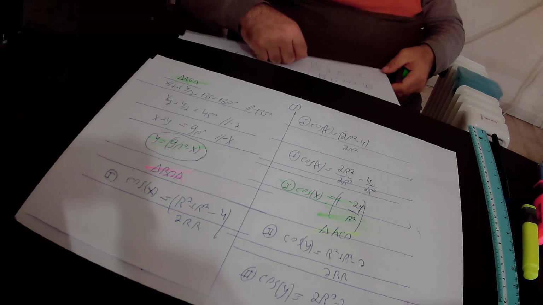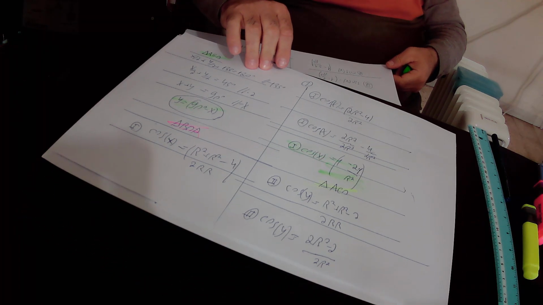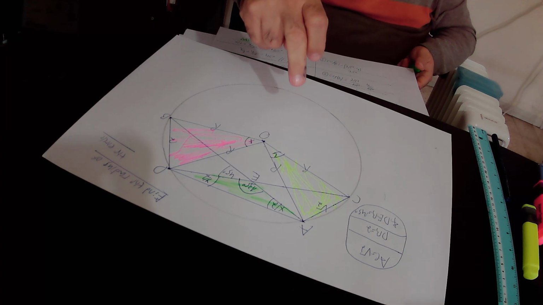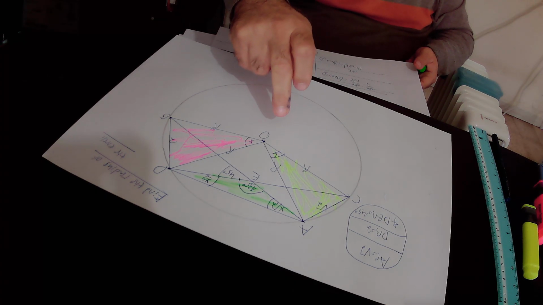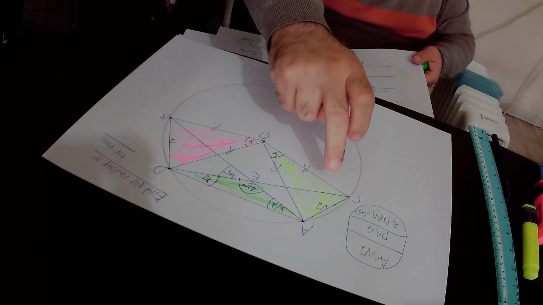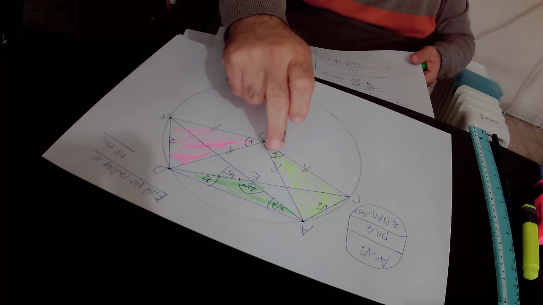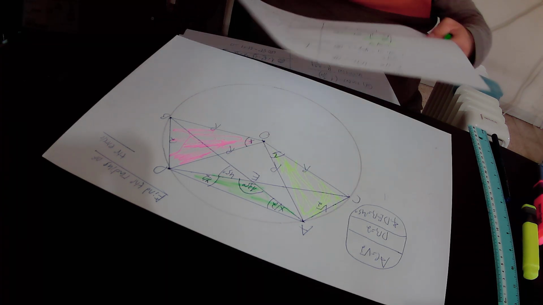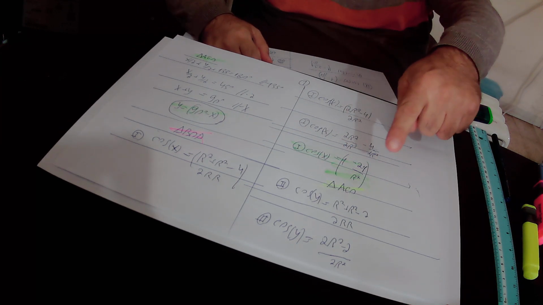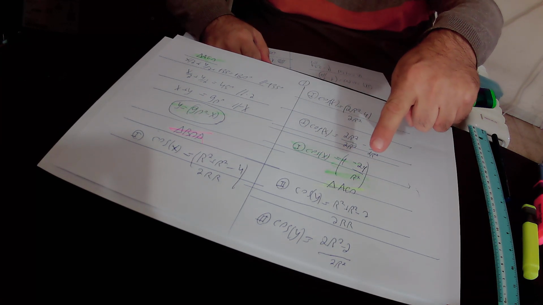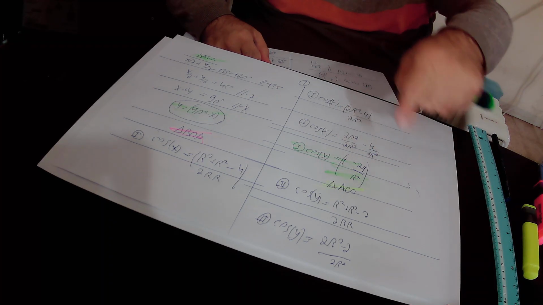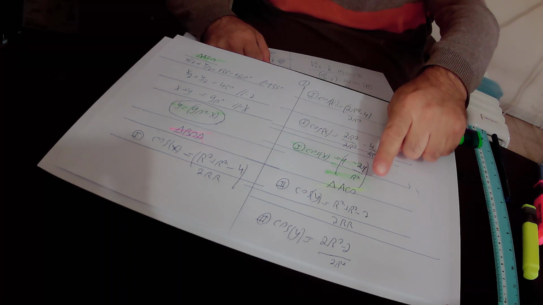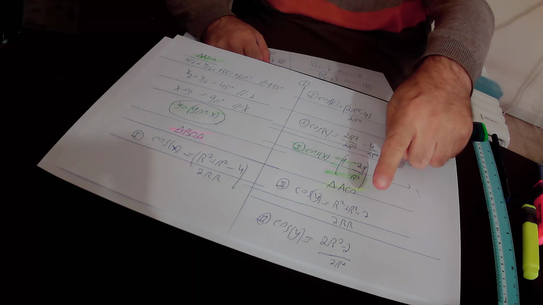In the next step, we implemented the law of cosines in the yellow triangle, triangle AOC. According to the law of cosines, cosine y equals r squared plus r squared minus square root of 2 squared. Square root of 2 squared is 2, so it is r squared plus r squared minus 2 over 2 times r times r. So cosine y equals r squared plus r squared is 2r squared, minus 2, over 2 times r times r, which is 2r squared.